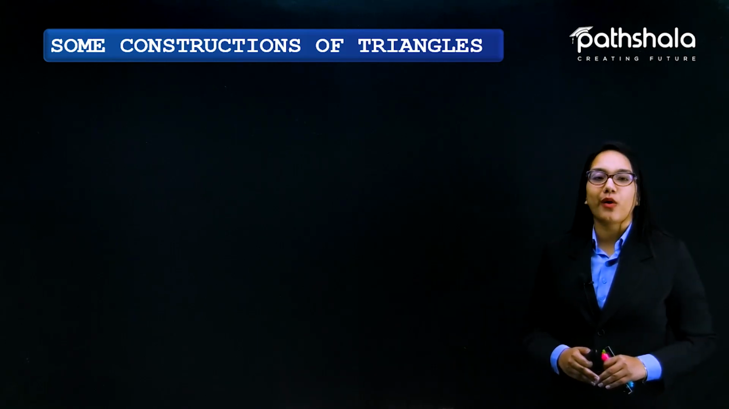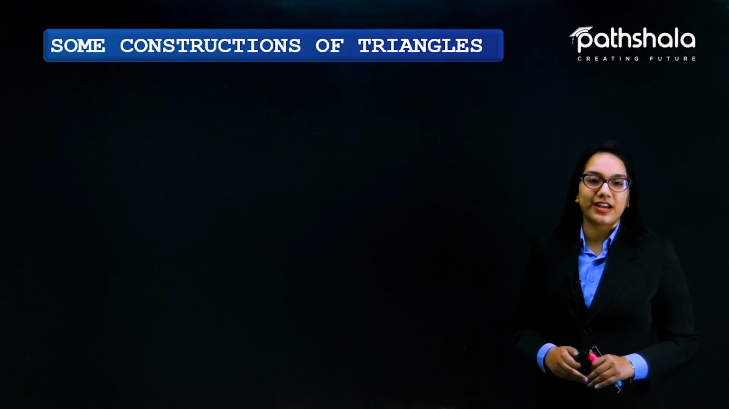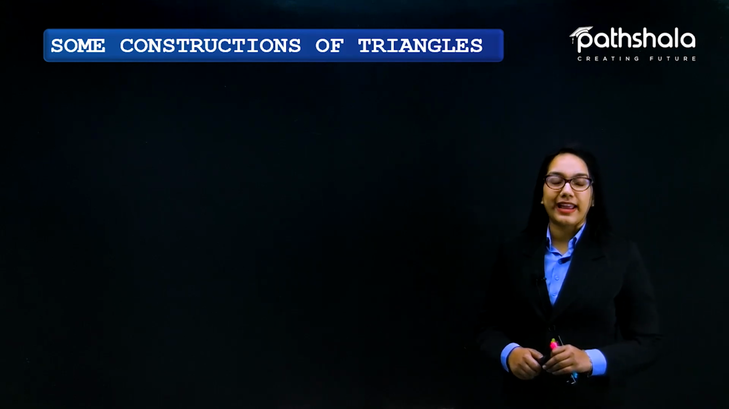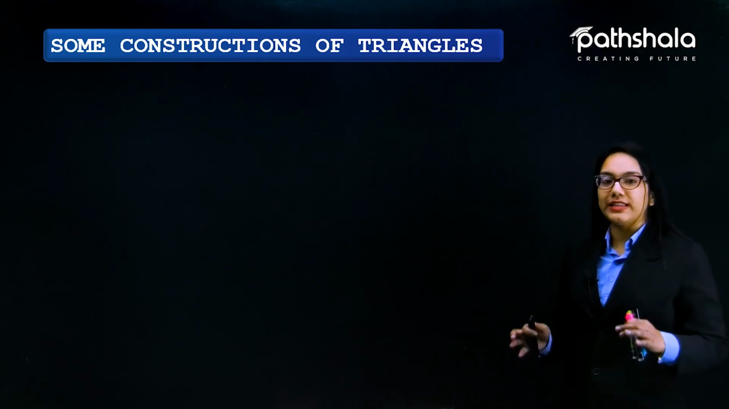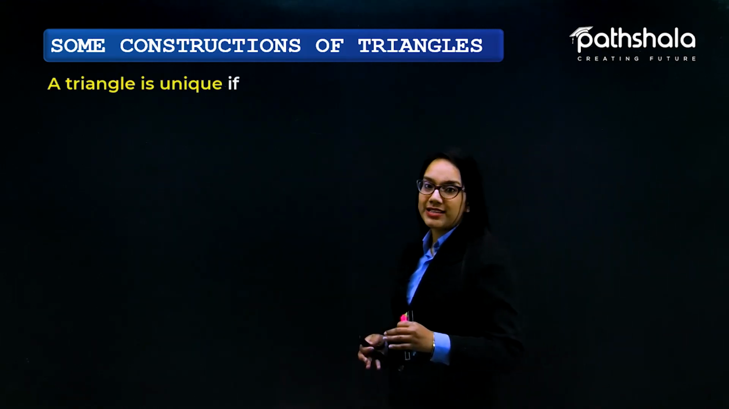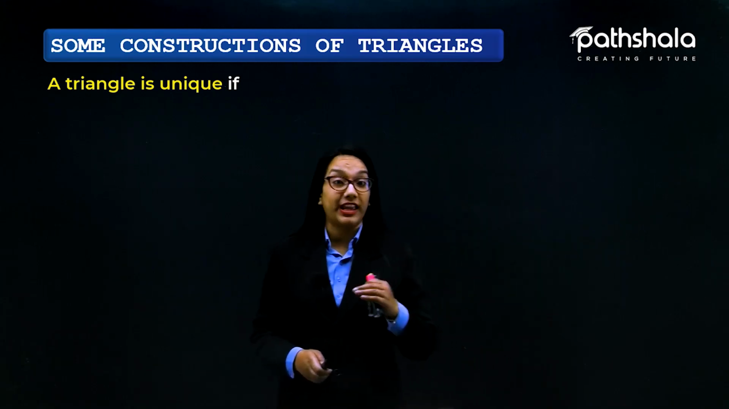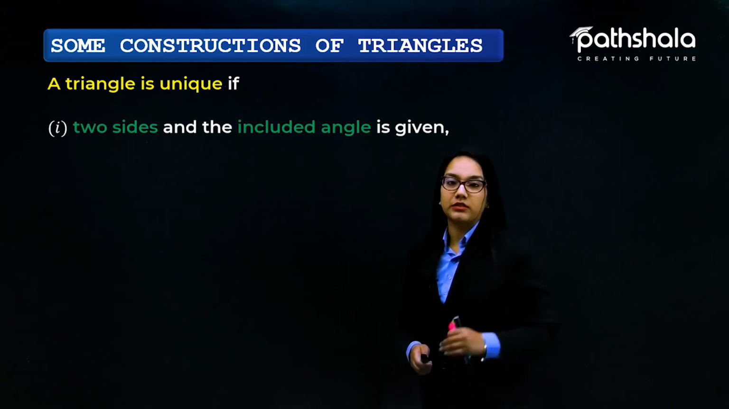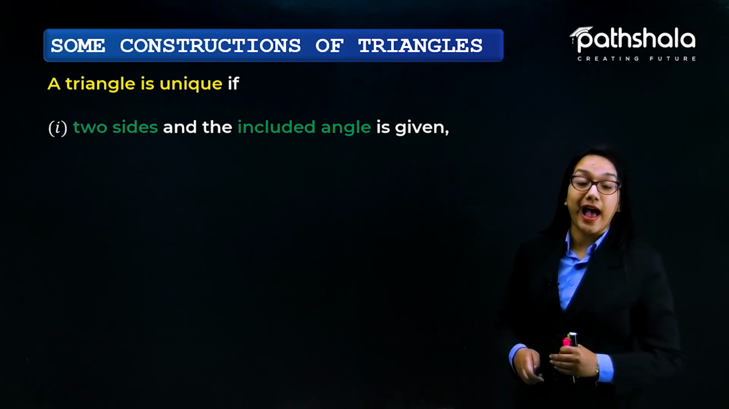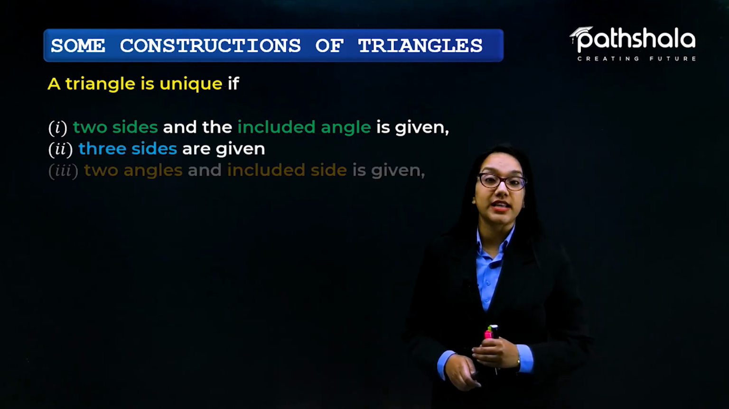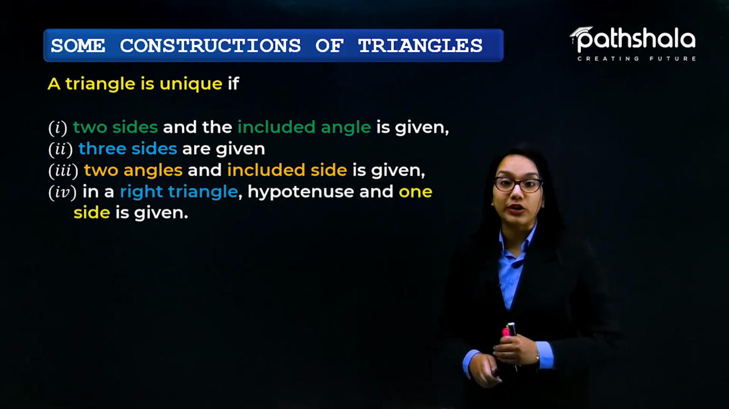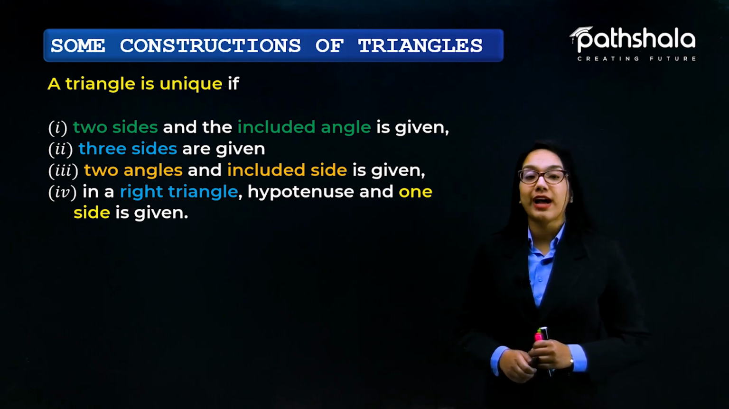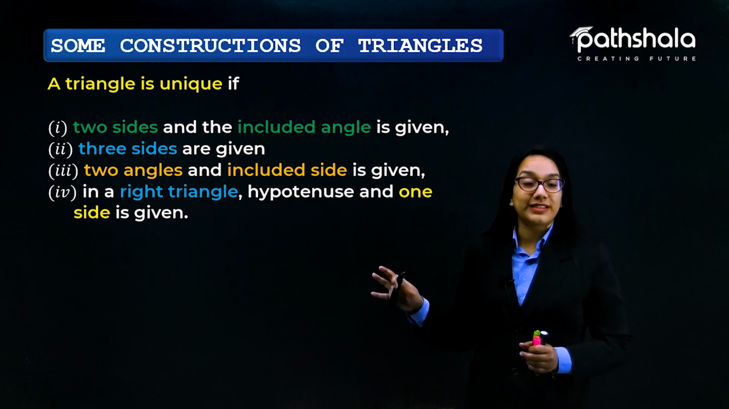As we all know, there are congruency criteria of triangles like SSS, SAS, ASA, and so on. From all these criteria, we can say that a triangle is unique if two sides and the included angle are given. Further, if three sides are given, or two angles and the included side are given, and in a right triangle, if the hypotenuse and one side are given. So we know that a triangle is unique in all such cases.